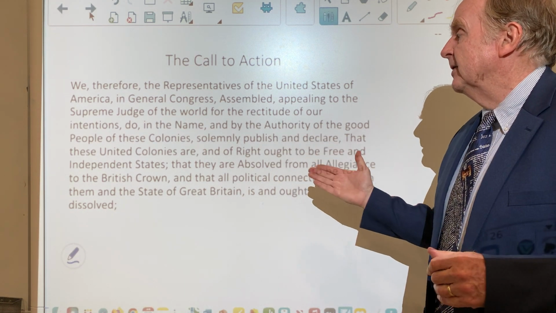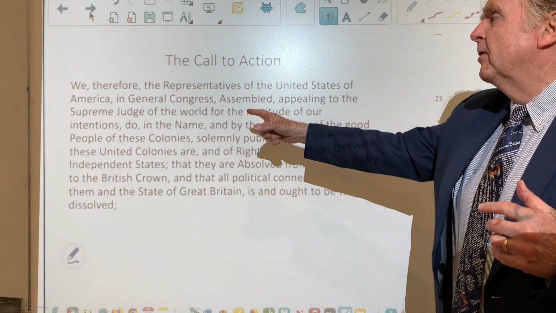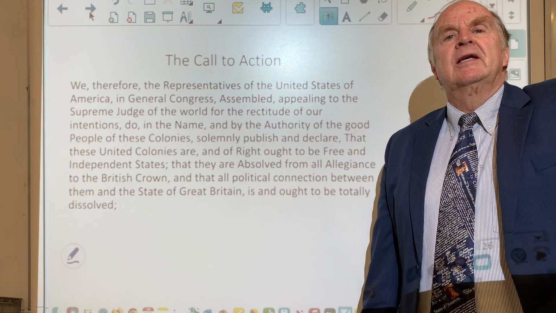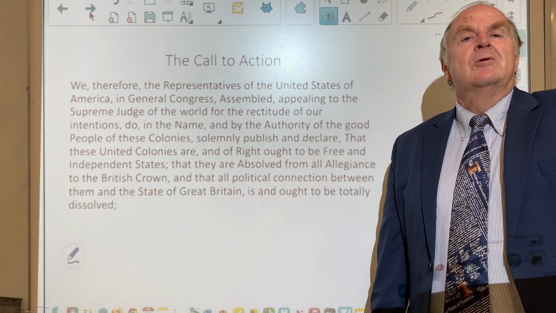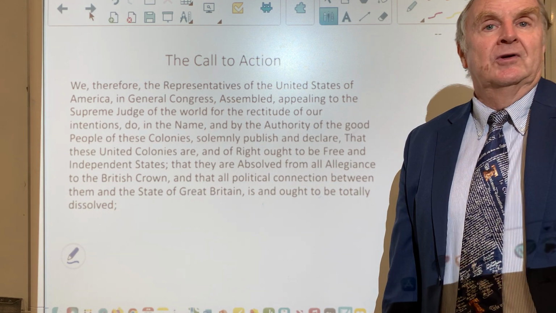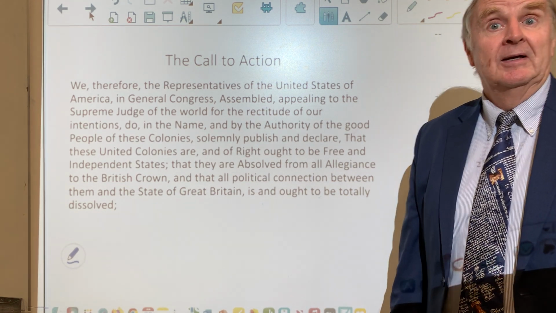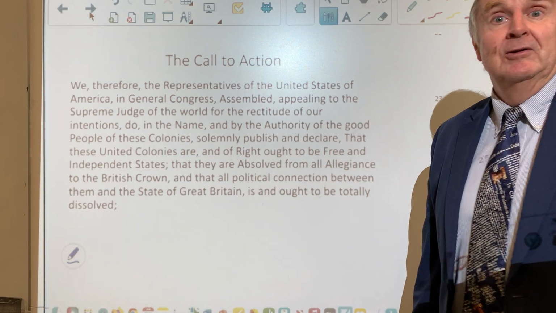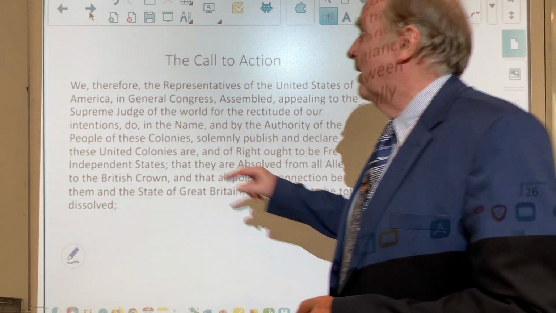So notice they are declaring independence. Notice their appeal is to God. Okay, they've appealed to the king time and time again. The one authority above the king is God himself. That gets back to the concept of the divine right. Okay, the king is placed there by God, but he's got to do what God wants him to do, and their appeal is to God.